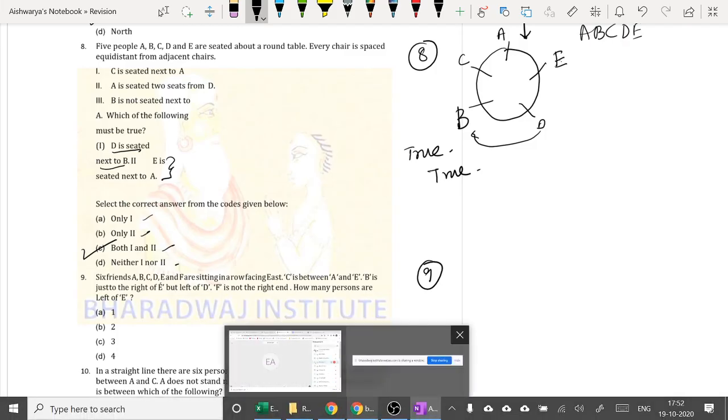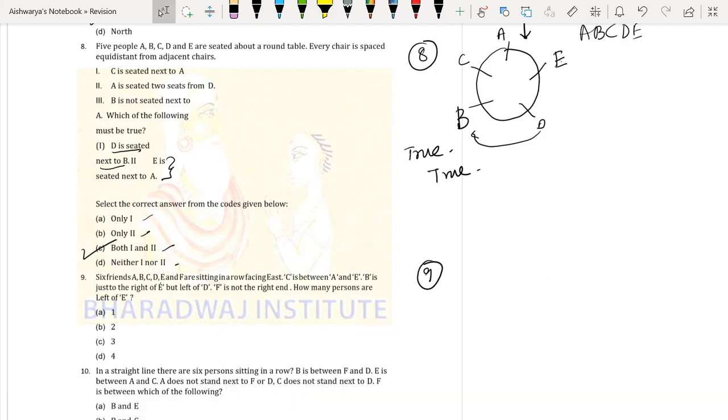Yeah, Anirudh, continue. Read it. Yes, ma'am. So 6 friends A, B, C, D, E, and F are sitting in a row facing east. C is between A and E. B is just to the right of E but left of D. F is not on the right end. How many persons are left of E? Okay. So A, B, C, D, 6 people, just list them down first. They're all seated facing east. Means they're all like this, in a vertical. This is east. So they're all facing this side and sitting.